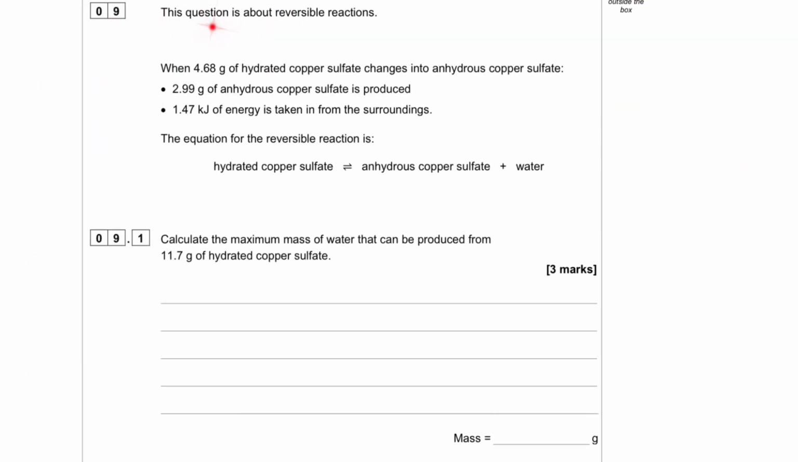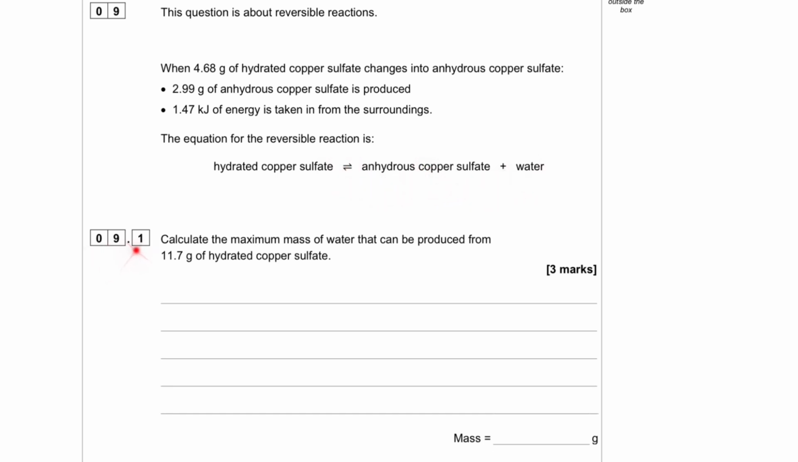Question 9. This question is about reversible reactions. When 4.68 grams of hydrated copper sulfate changes into anhydrous copper sulfate, 2.99 grams of anhydrous copper sulfate is produced. 1.47 kilojoules of energy is taken in from the surroundings. The equation for the reversible reaction is hydrated copper sulfate in equilibrium with anhydrous copper sulfate plus water.